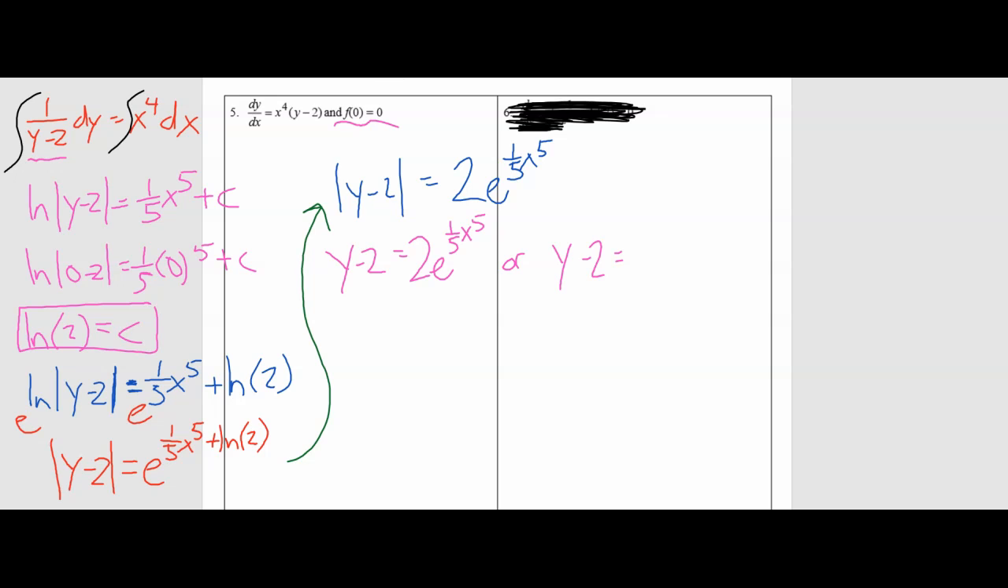y minus 2 is equal to negative 2 times e to the power of 1/5 x to the power of 5. So both of those work. You could think about it like, if I have the absolute value of x is equal to 4, that's equal to x equals positive 4, or x equals negative 4. Both of those would be solutions.